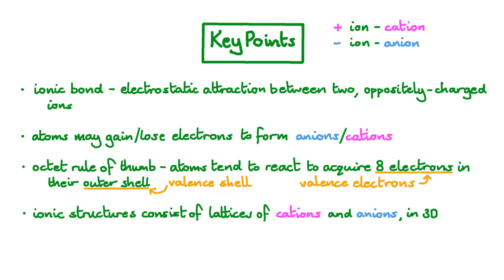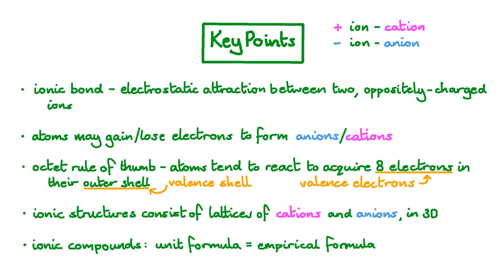Ionic structures produced by ionic bonds consist of lattices of cations and anions in 3 dimensions. And for ionic compounds, the unit formula is the same as the empirical formula, the simplest ratio of elements in the compound.